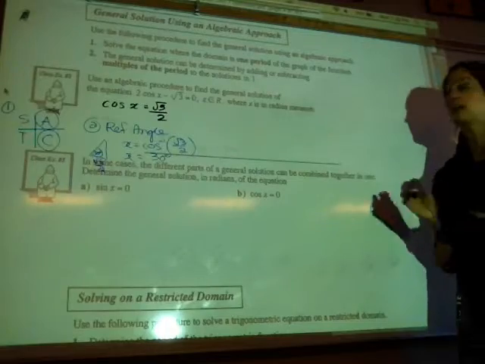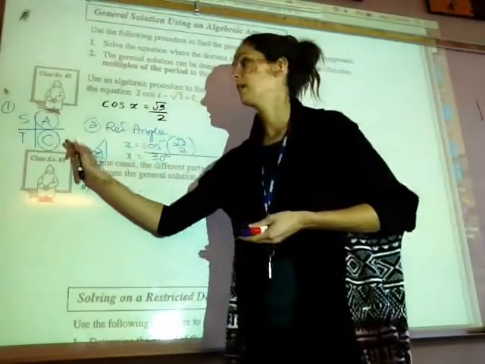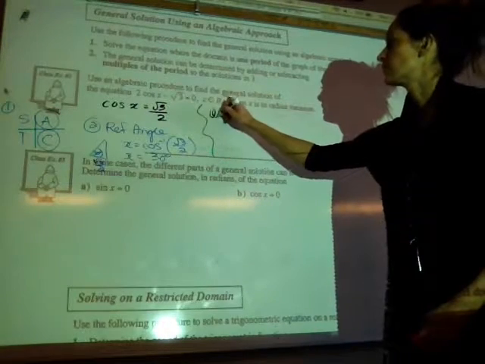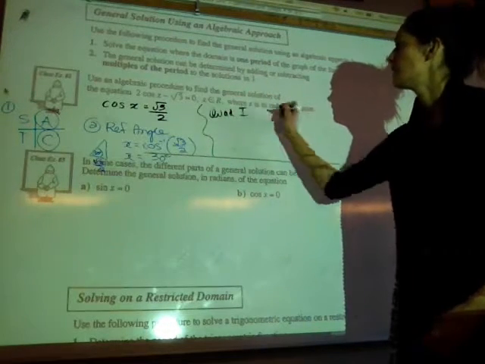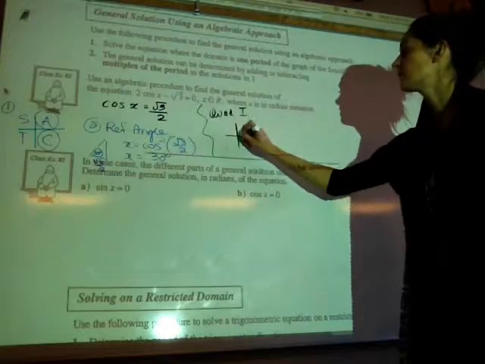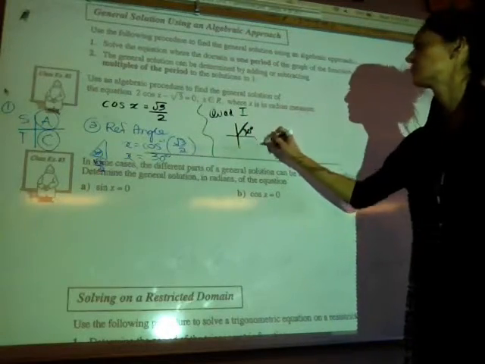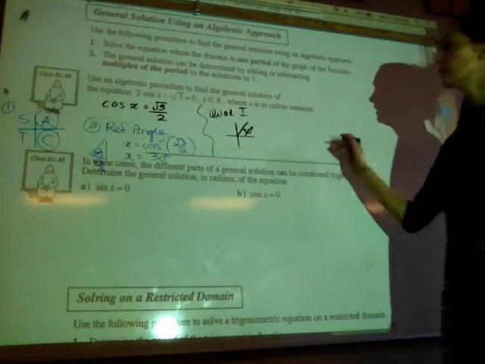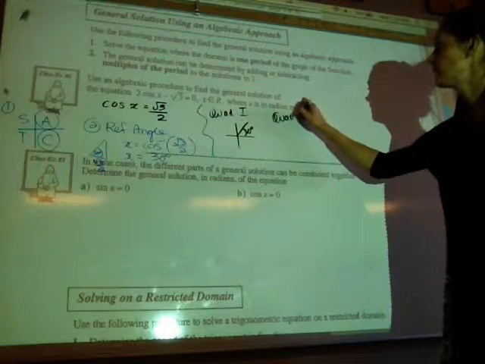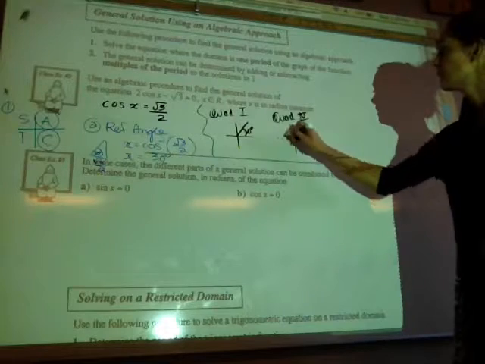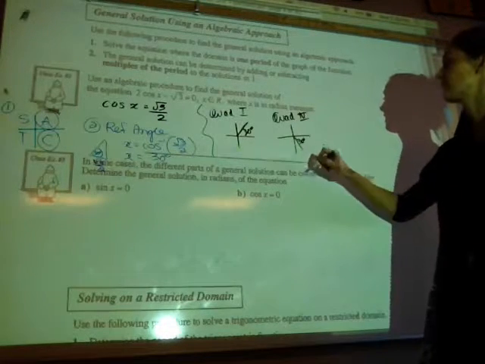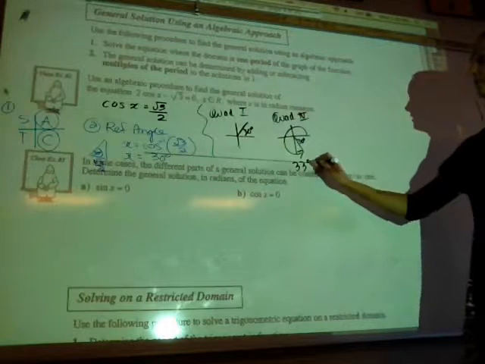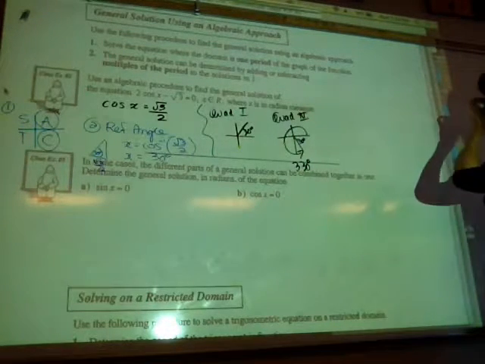Now we need to apply our reference angle in quadrant 1 and quadrant 4. So in quadrant 1, okay, I think that one's fairly straightforward. Our solution will be 30 degrees. Okay, and in quadrant 4, our reference angle is 30. Our rotation angle will be 330 degrees. So we're going to go 360 minus 30.